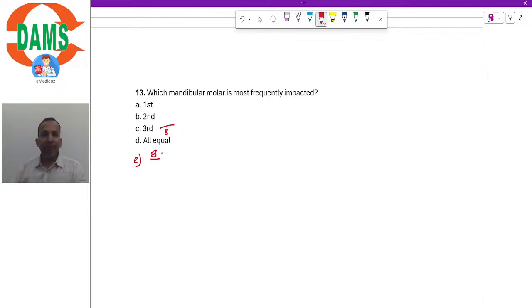If we include this one more fifth option, will our answer change? Which mandibular molar is most frequently impacted? The answer would still be option C, third. And the biggest reason that answer doesn't change is because the question is asking about mandibular molar, isn't it?